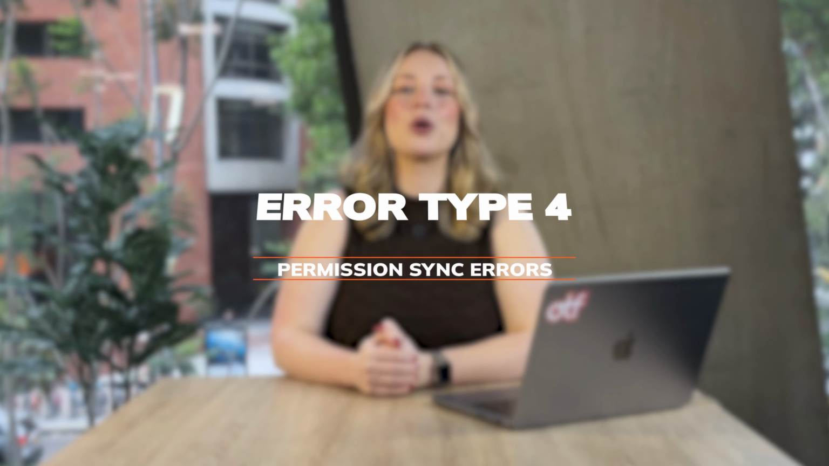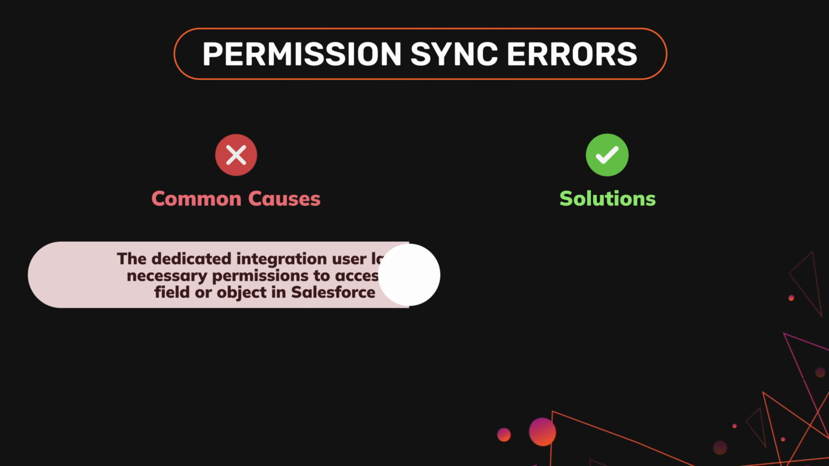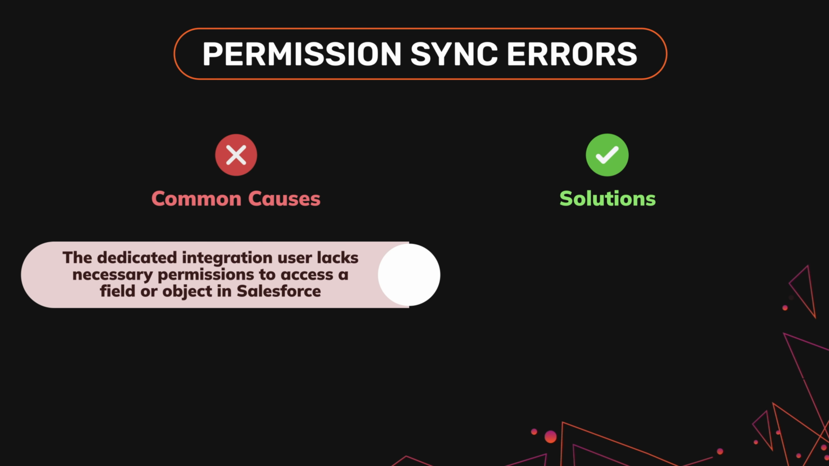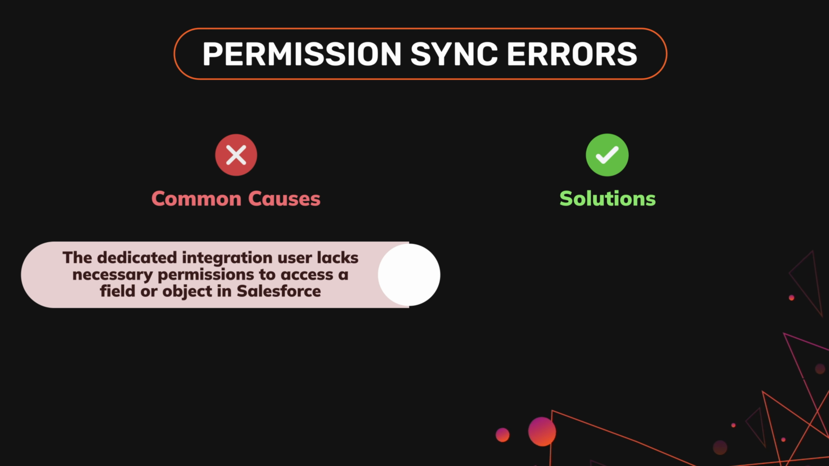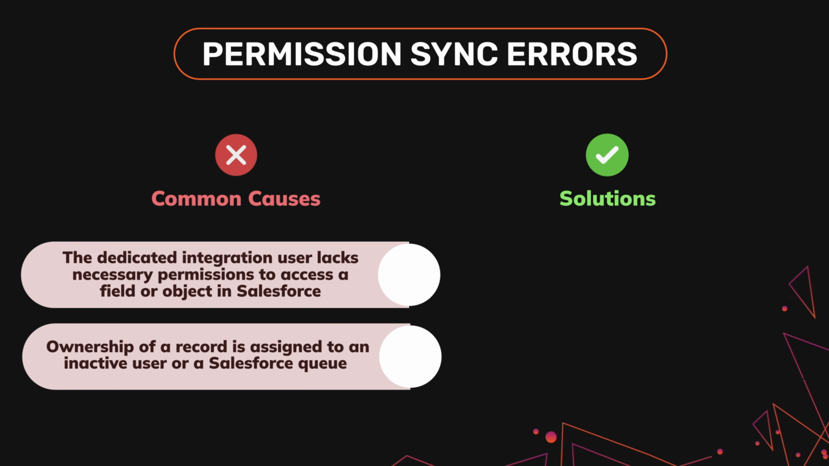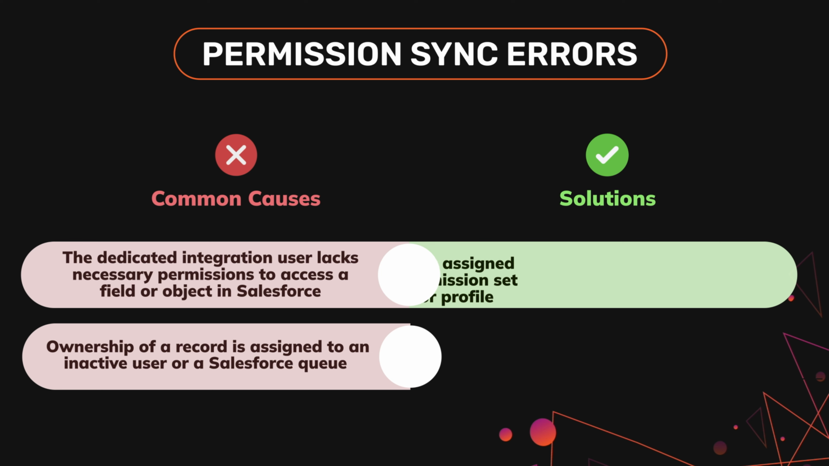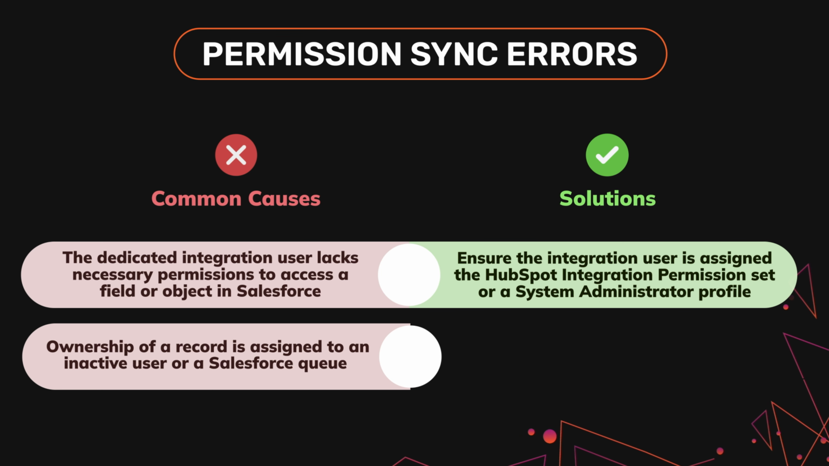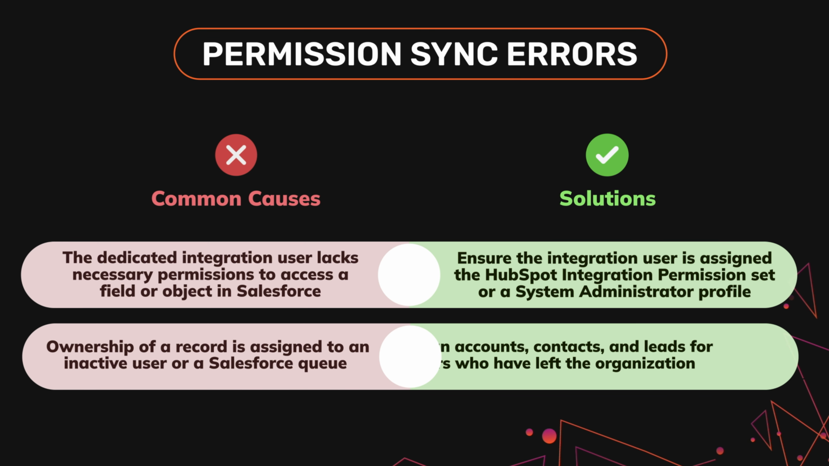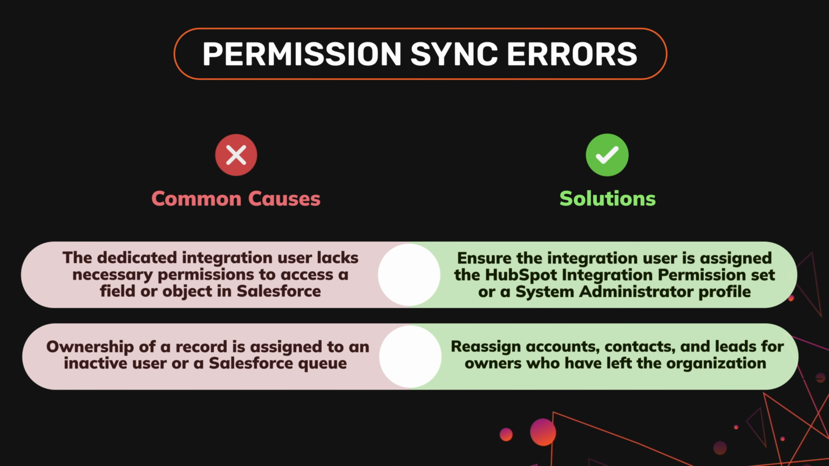Error type 4 is permission sync errors. Some common causes here are the dedicated integration user lacks necessary permissions to access a field or object in Salesforce. Ownership of a record is assigned to an inactive user or a Salesforce queue. And the solutions here are to ensure the integration user is assigned to the HubSpot integration permission set or a system administrator profile. Also, to reassign contacts, accounts, and leads for ownership who have left the organization.